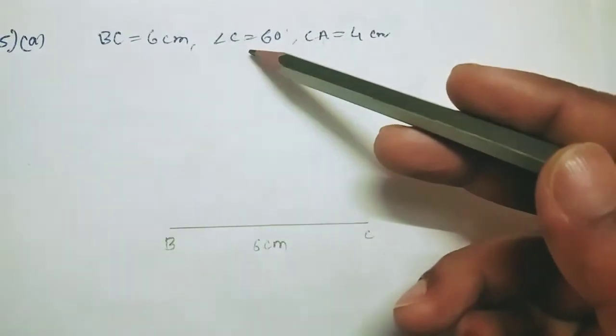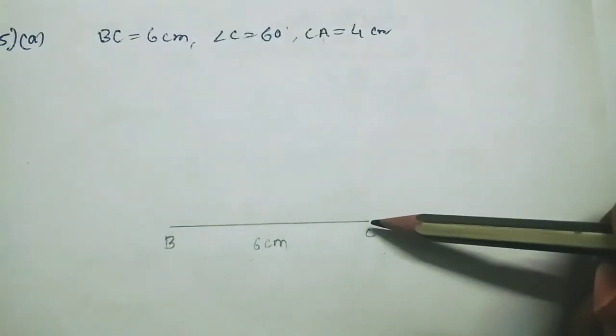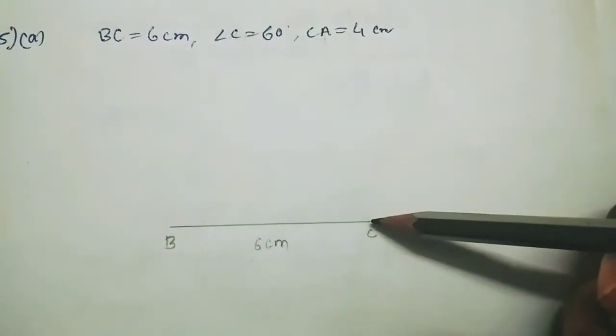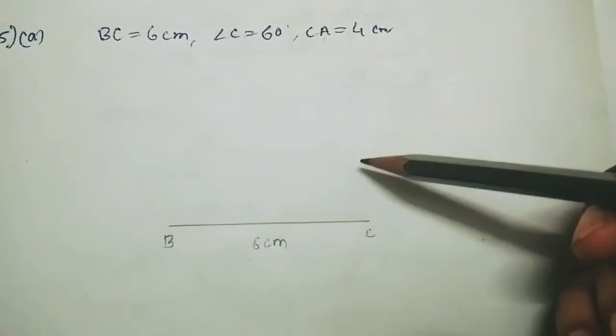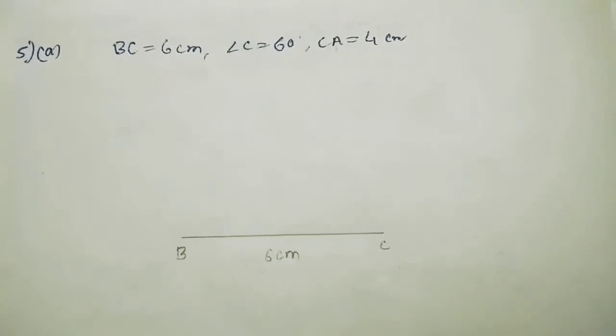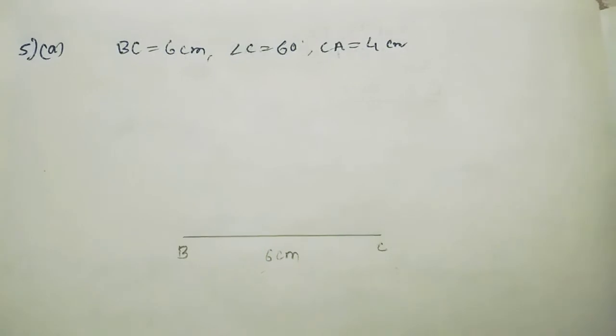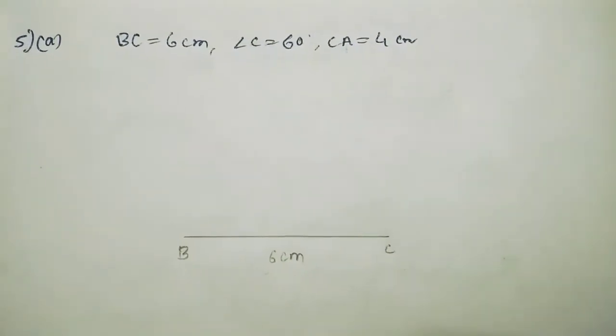Now we will construct the angle C. From this C point we will construct the angle C because angle C is given as 60 degree. So from point C we will construct the 60 degree angle using the compass. Using a compass you know how to construct a 60 degree angle. Do not use a protractor to construct the angle. Okay. So how to construct any angle of 60 degree?